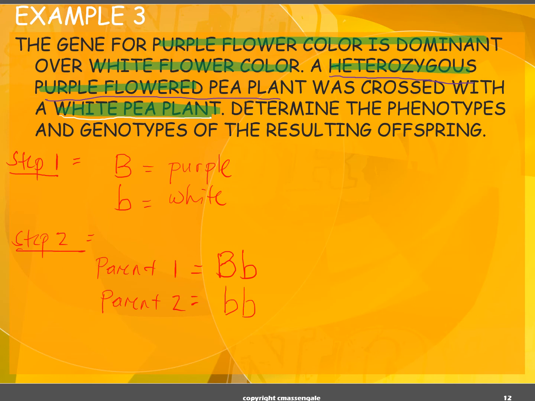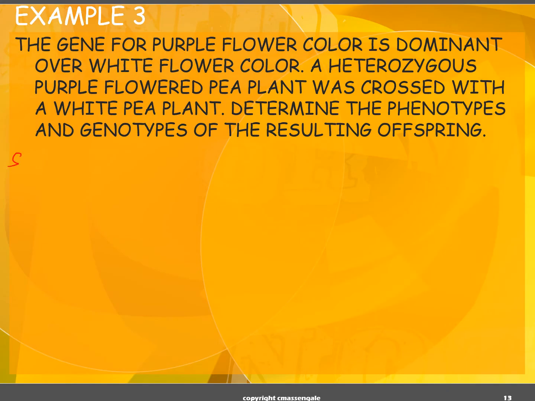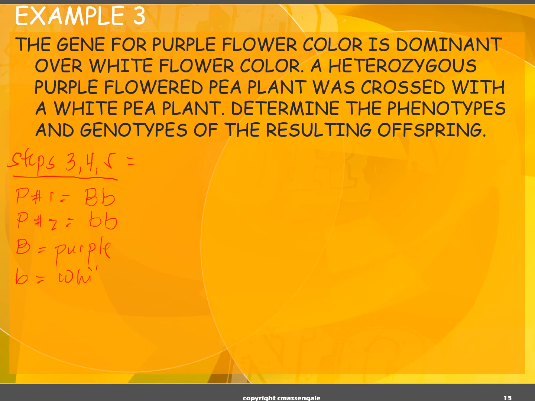So, that is our step 1 and step number 2. Now, let's continue with our steps 3, 4, and 5. We will now use the Punnett square. But then, let's write down here first the genotypes of parent number 1 and then parent number 2. So, yung parent number 1 natin is heterozygous, capital B, small letter b, and then color white, small b, as well as the legend that we use. So, capital B is for purple, and small letter b is for white.